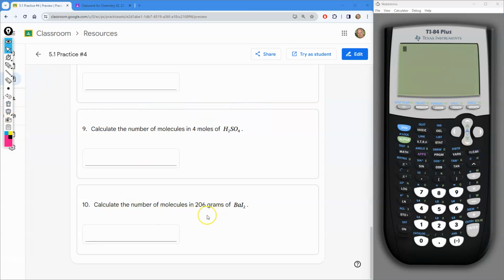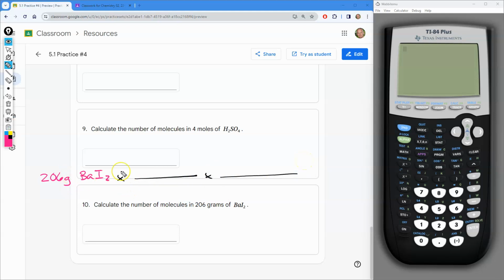Calculate the number of molecules in 2.06 grams of BaI2. So that's barium iodide. All right, this one's a little tricky. So we have 206 grams of barium iodide. And we're going to molecules. We need 2 steps because there is not a direct way to go from grams to molecules.